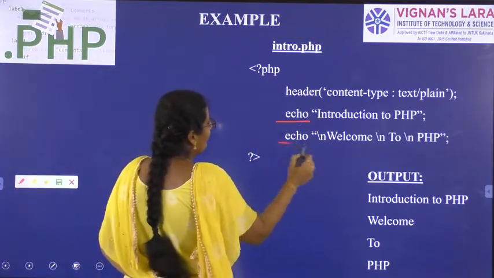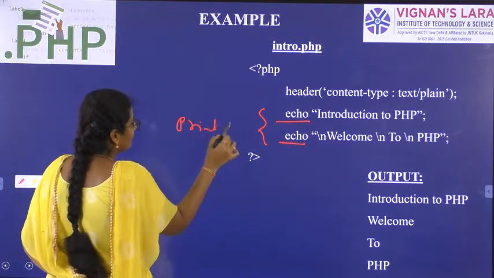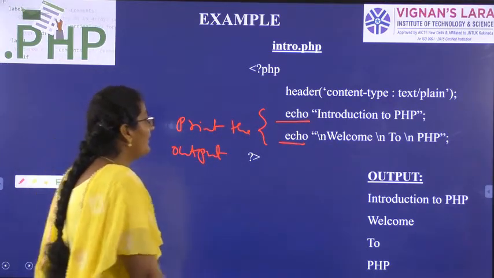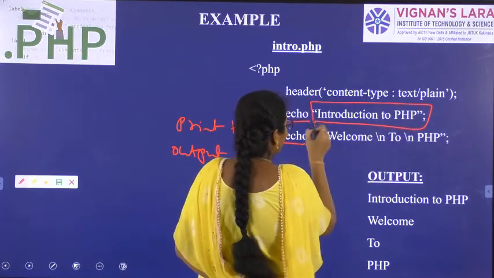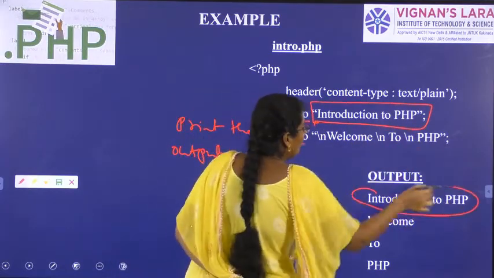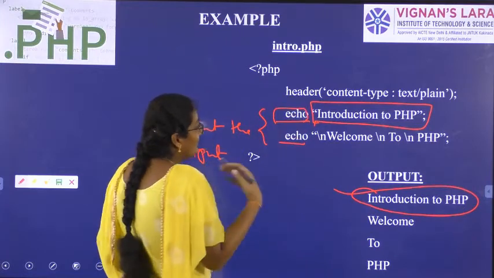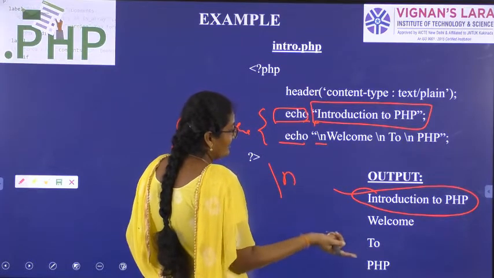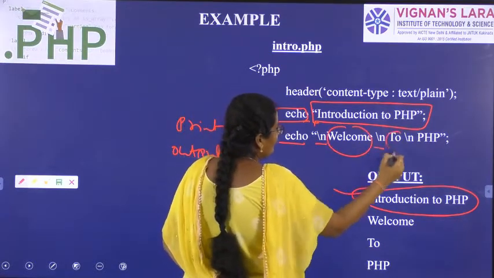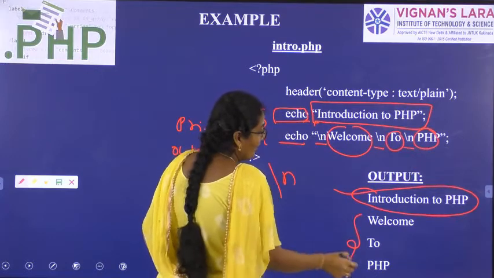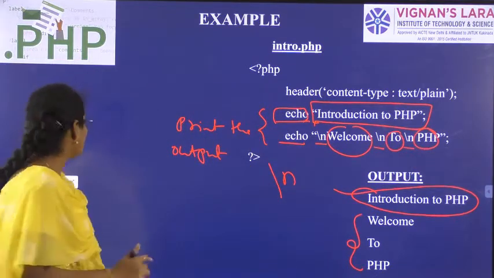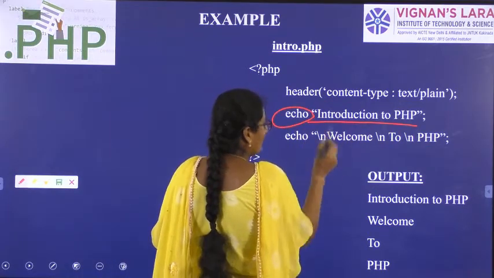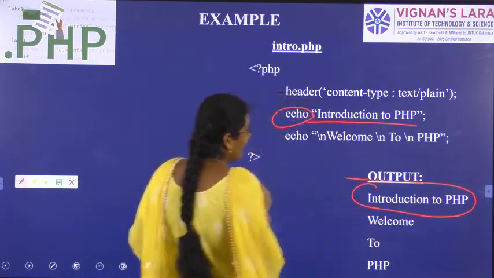So echo is the word used to print the output. What did I want to print as output? Introduction to PHP is the first sentence that I will get in the output because I am using the word echo. Next I am using space. Slash n is used for the next line. So welcome, next line, to, next line, PHP. So the output will be welcome to PHP on separate lines. So first, a single line: introduction to PHP echo. So output also will be introduction to PHP in a single line.